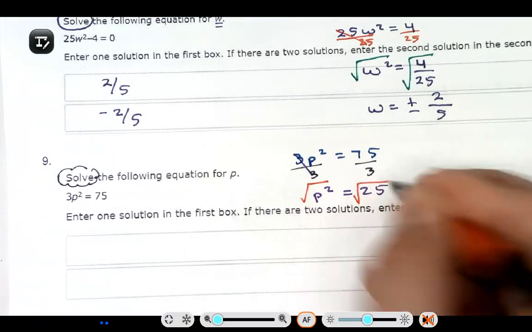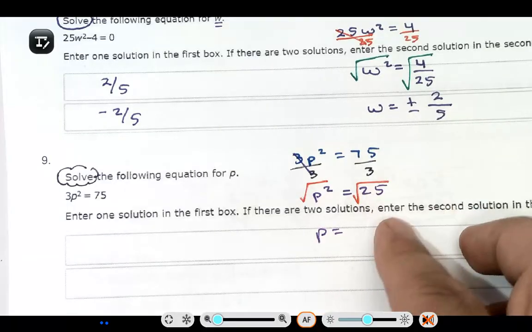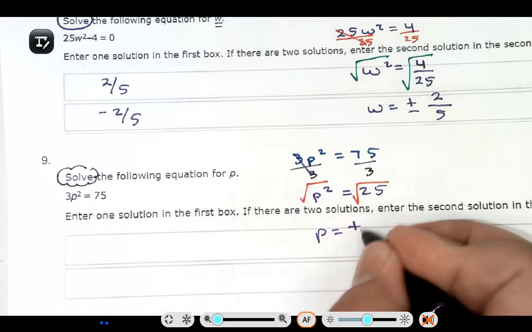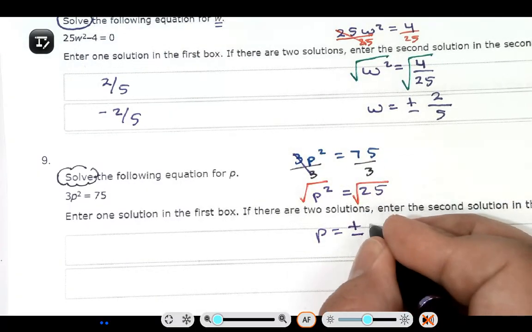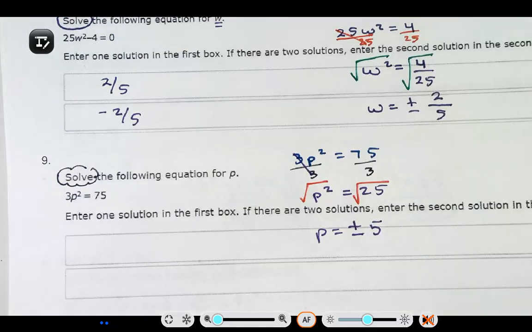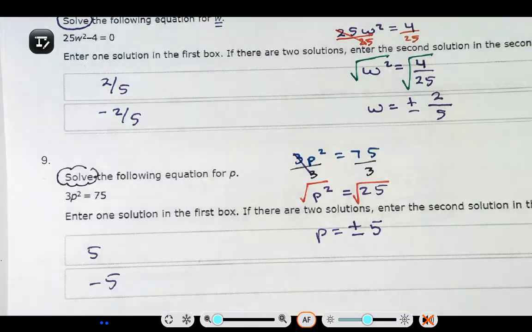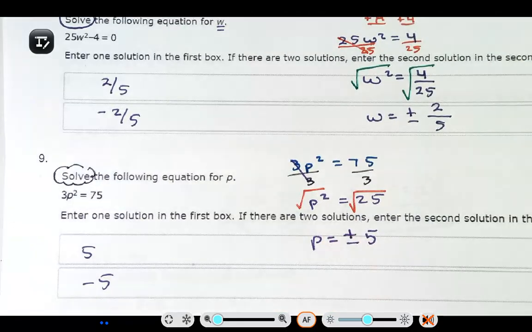Take that square root. And of course, P is equal to, and if you already say, oh, 5, then you did it too soon. You have to have 2 answers because of our power of 2. And the square root of 25, now you can answer it and say 5. So our 2 results are 5 and negative 5. So again, they're really making sure you don't forget that plus or minus with this type of problem.